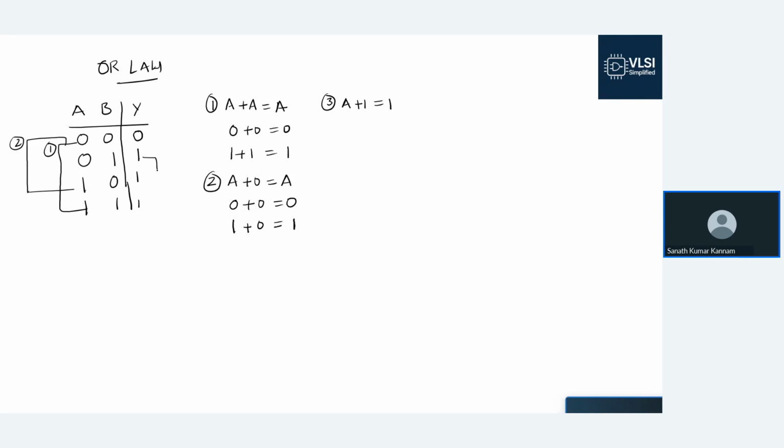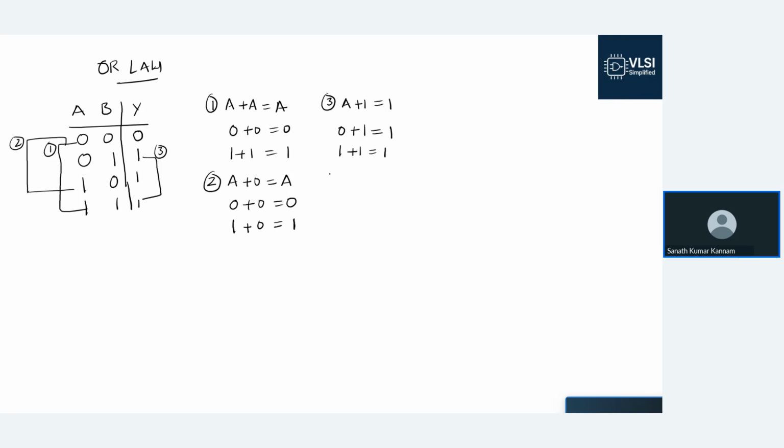So this one and this one you can take. Second one and fourth one you can take. Is third law. And 0 or 1 equal to what? 0 or 1 equal to 1. And 1 or 1 equal to what? 1. Okay.